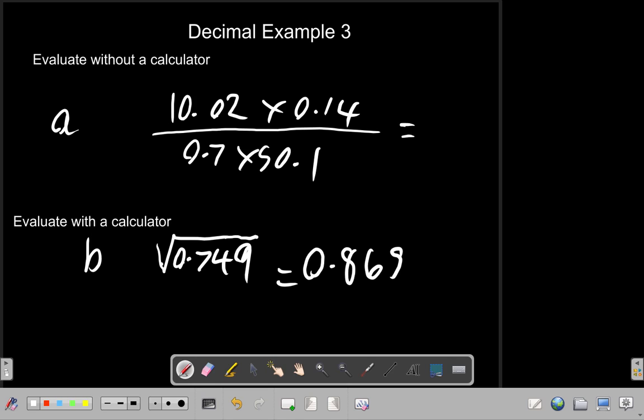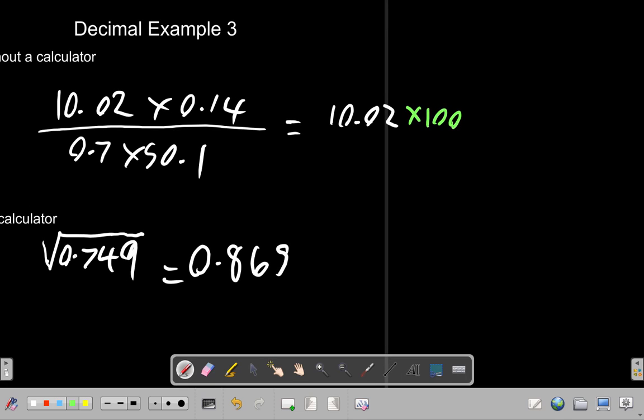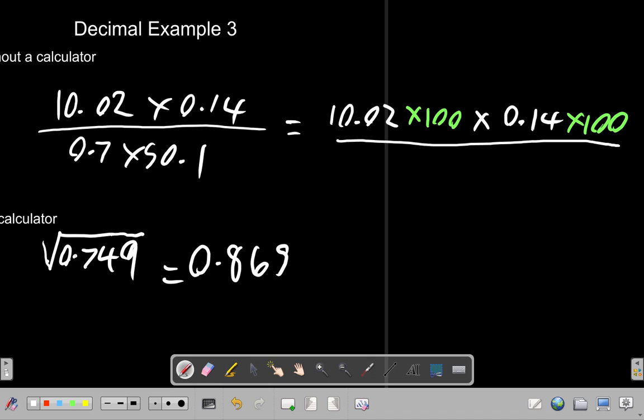Suppose we take the 10.02 and we multiply that by 100, and then times 0.14 and we multiply that by 100. The reason why I'm multiplying by 100 is to turn them into whole numbers. Now you multiply the top by 100 and by 100 again. You multiply the bottom by 100 and 100 again.